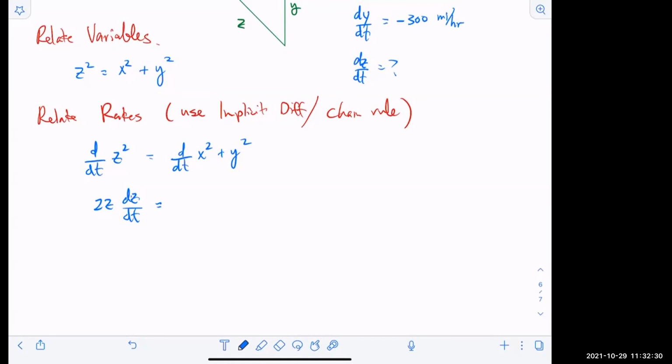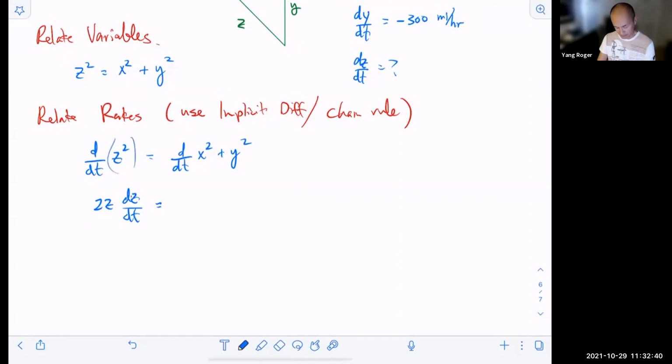Professor, why are we not differentiating the y squared? You do. I'm taking the derivative of both sides. Oh, I see.